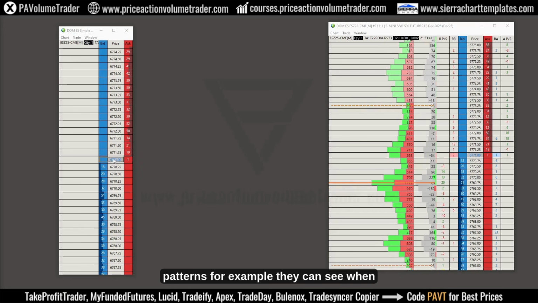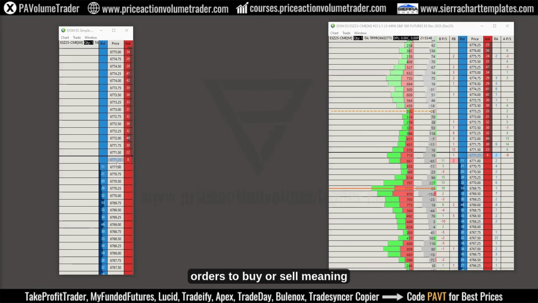For example, they can see when a level keeps getting reloaded with orders to buy or sell, meaning there's a large market participant that is looking to defend that level. So those are things that can provide good scalping opportunities.